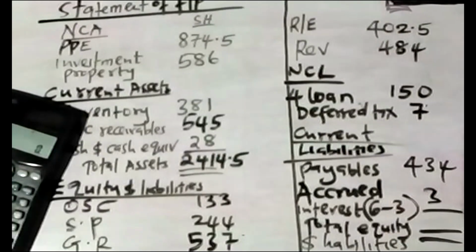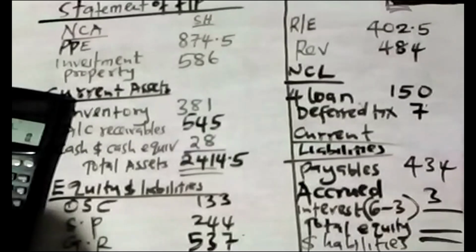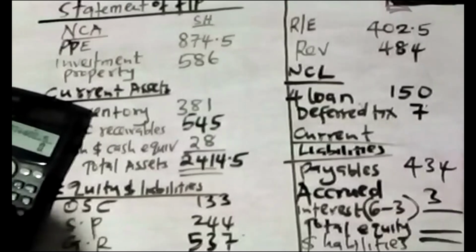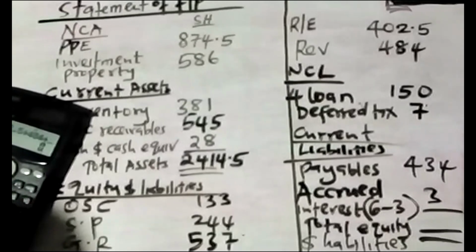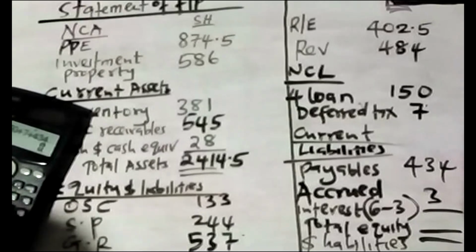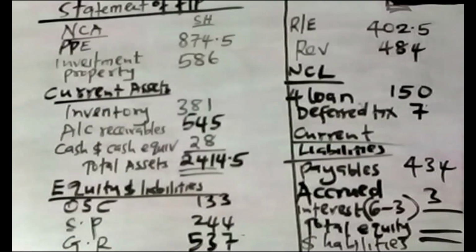Then the other one, about equity and liabilities: 133 plus 244 plus 537 plus 402.5 plus 484 plus 150 plus 7 plus 434 plus 3. Is there any issue really? Because it's 133 plus 244 plus 537 plus 402, 484, then 150, then we have 7.